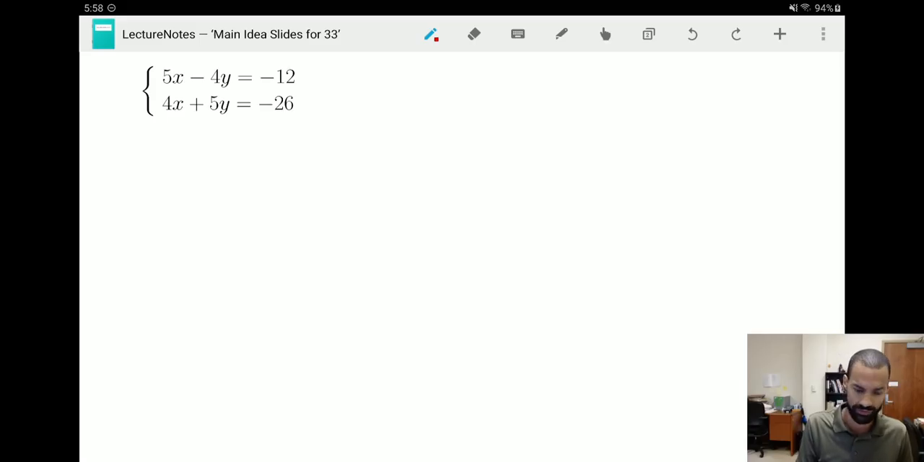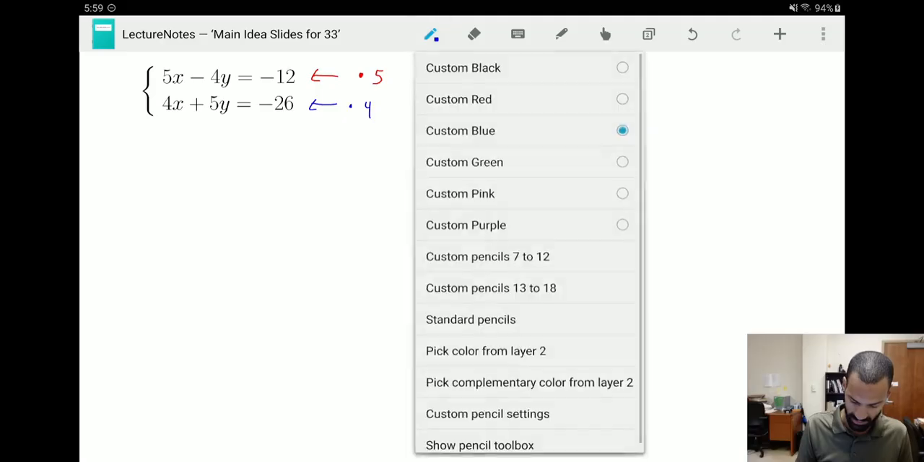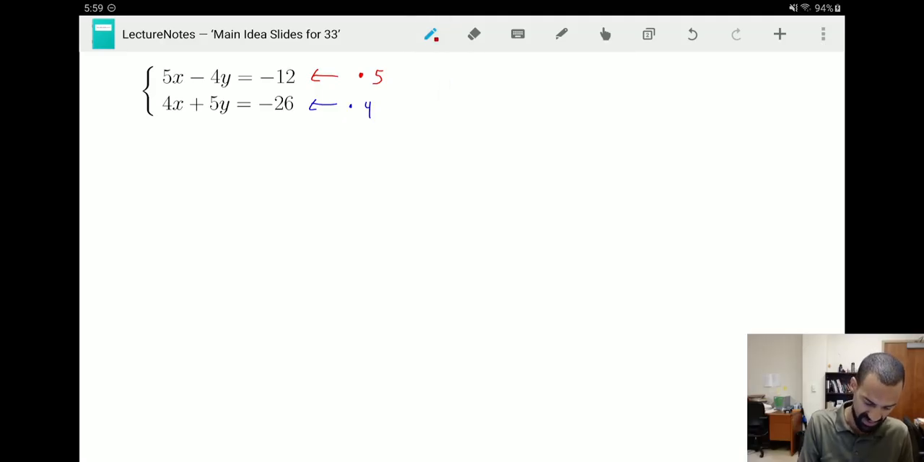Think about common multiples, right? What could I multiply, or what could I change this into and this into so they'll cancel out? I'm going to change it into a negative 20 and a positive 20. To do that, I'm going to multiply the top one by 5. And I'm going to multiply the bottom one times 4. Okay, so let's do that. Multiply the top by 5. 5x times 5 is 25x. Negative 4y times 5 is negative 20y. And negative 12 times 5 is going to be negative 60.